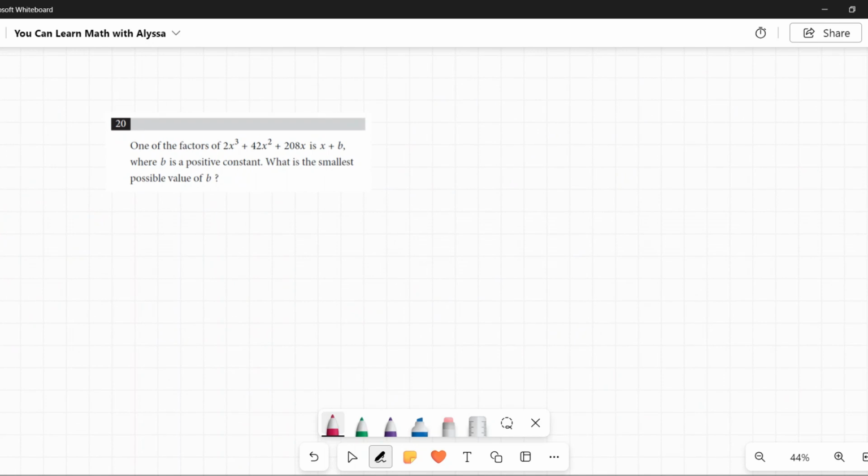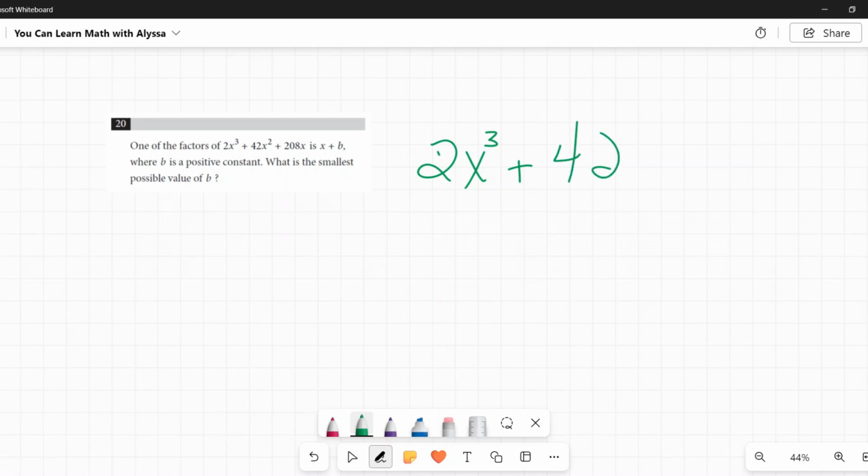Number 20. One of the factors of 2x cubed plus 42x squared plus 208x is x plus b, where b is a positive constant. What is the smallest possible value of b? So factoring. We need to factor this completely. That's where we have to start. Because it's saying one of the factors is, well, we don't know what any of the factors are. So we need to get to factoring.